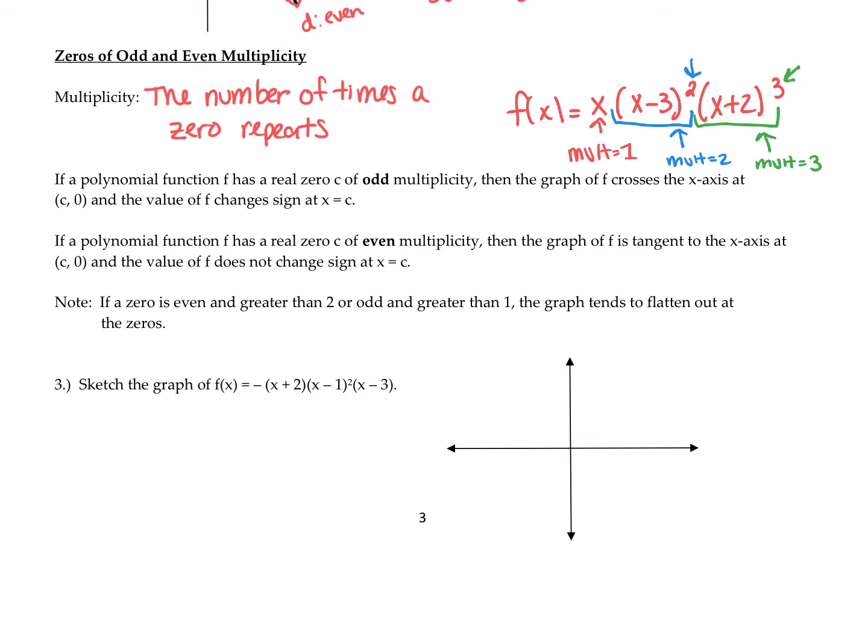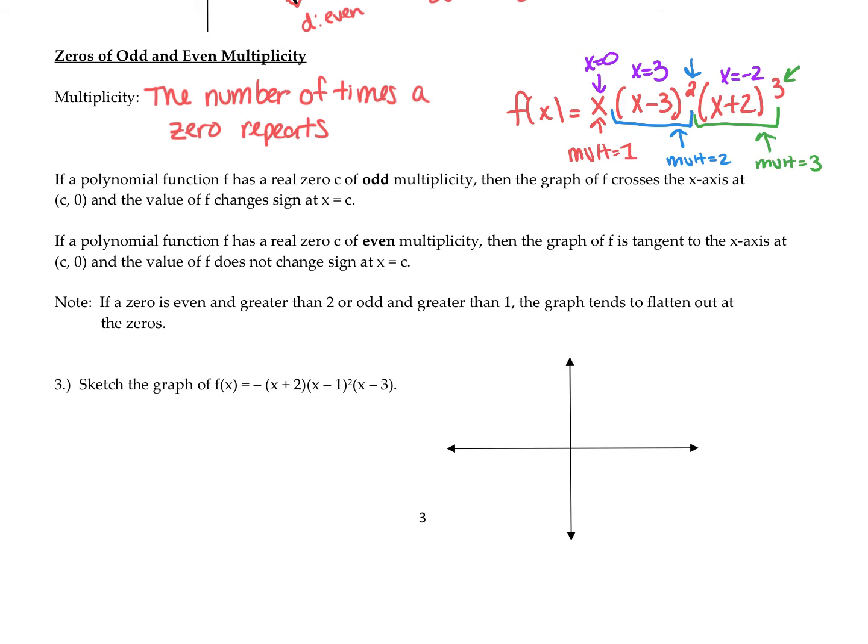Something else we could talk about is also the zeros, or the x-intercepts. So this guy's x-intercept would be 0. This guy's x-intercept would be positive 3. This guy's x-intercept would be negative 2. We're also going to talk about what multiplicity means and how that shapes our graph.